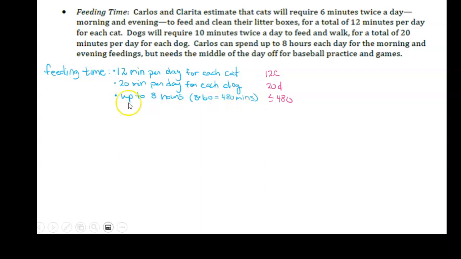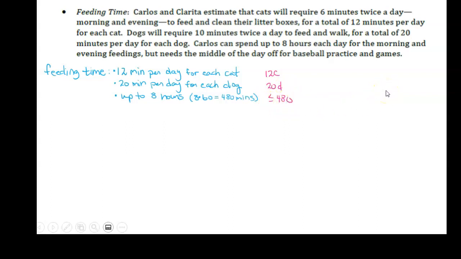We know that Carlos and Clarita have up to 8 hours to spend feeding the animals. And so if we convert that 8 hours to minutes by multiplying the 8 by 60, we come up with 480 minutes. When we combine all of these, we'll come up with our inequality. So we know that the total time that it takes for feeding the cats plus the total time that it takes to feed the dogs has to be less than or equal to 480.